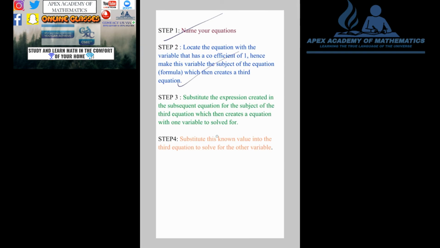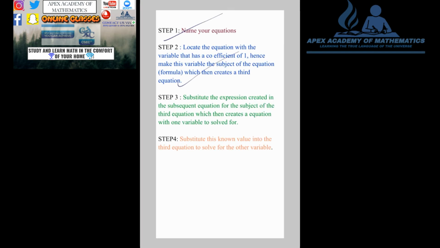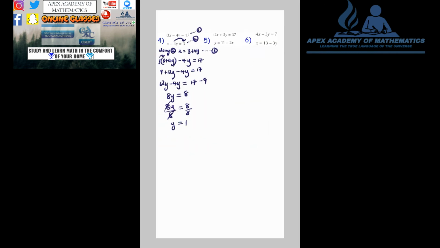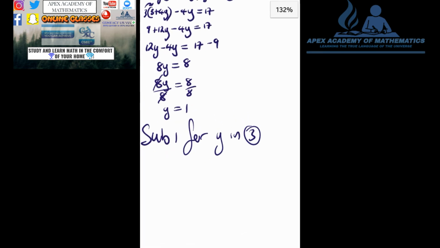All right, let's look at the fourth step. You're now going to substitute this known value. We've just found that x is equal, or sorry, y is equal to 1. We're going to substitute this known value into the third equation that we had created. The third equation that we had created was x is equal to 3 plus 4y. So now what we're going to be doing here is simply just taking the 1 and replacing it with y up here so we can find the value of x. So we're going to sub 1 for y in equation 3. So let's do that.